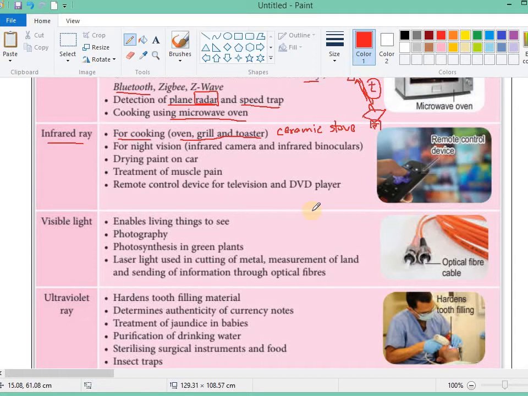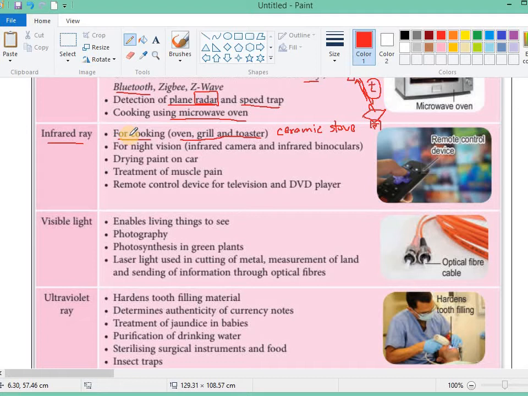The infrared ray can transfer heat energy very efficiently, very effectively. The energy from the infrared ray, when absorbed, very easily turns into heat energy. So for cooking, infrared ray means you don't need fire.